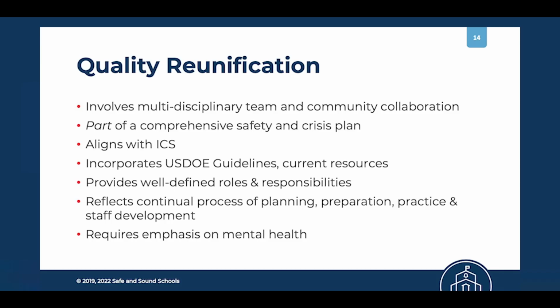Now, quality reunification involves lots of things as well. So looking ahead to what we'd like it to look like, ideally, it involves a multidisciplinary team and it involves community collaboration. That multidisciplinary team is the only way to successfully tackle something as complicated and important as reunification.